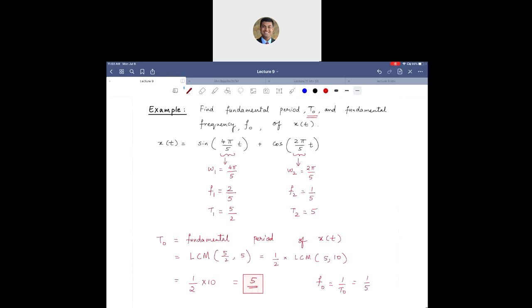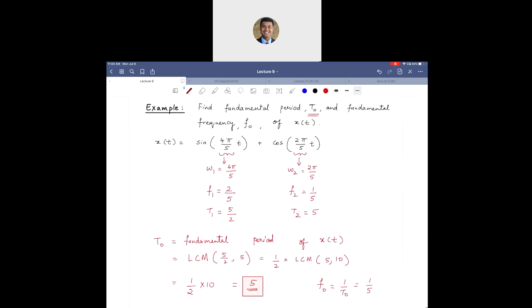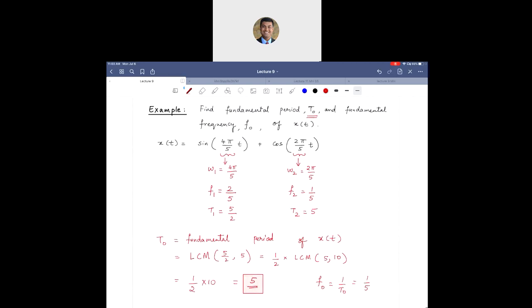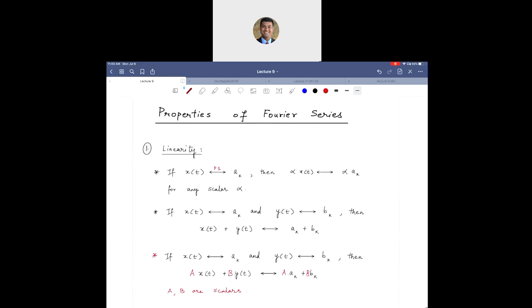All right. So we did an example here with two periodic signals. One is sine, one is cosine. We found out the fundamental period of the overall signal. Let's get into the properties of the Fourier series. Now this is the first property, which is the linearity property.